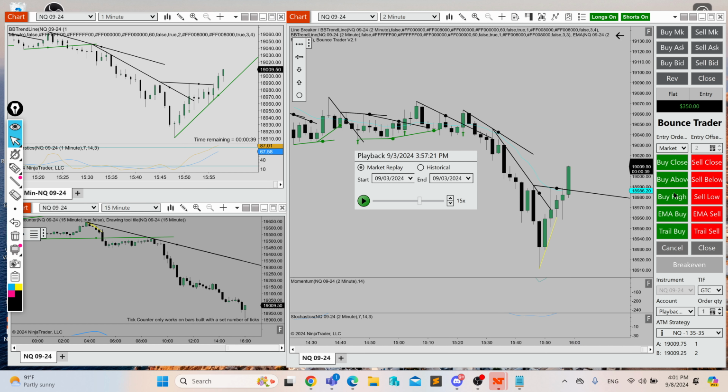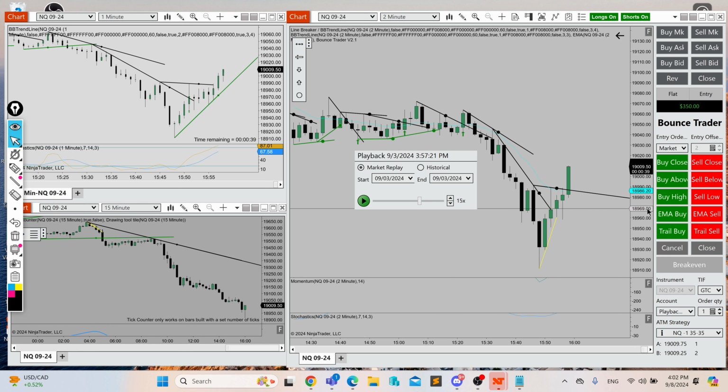So buy above means price needs to close above previous high, and buy close means the bar just has to close, and it needs to close bullish. It needs to be a bullish bar and needs to close.